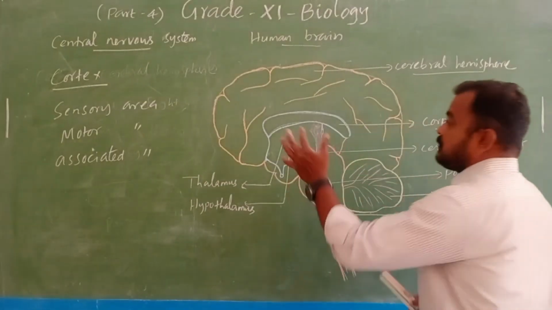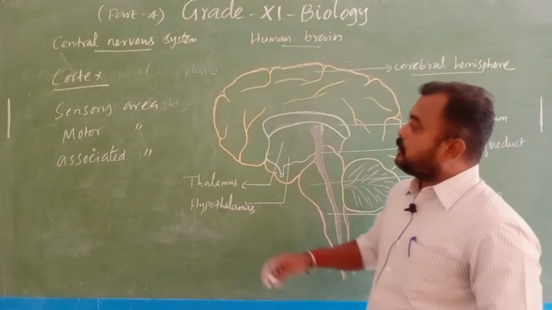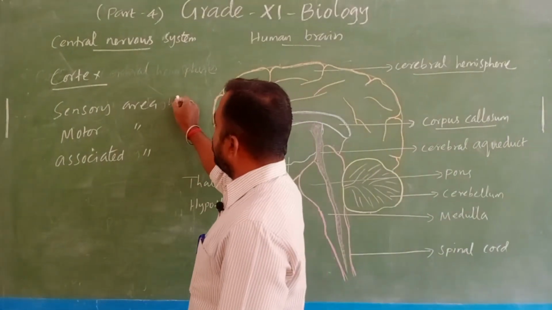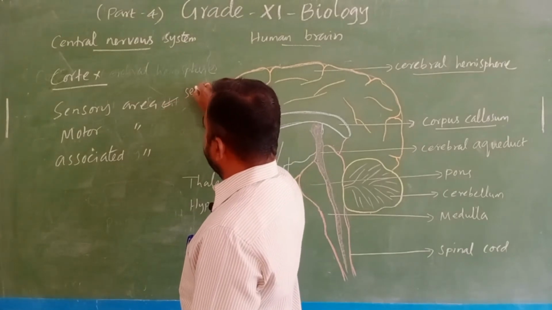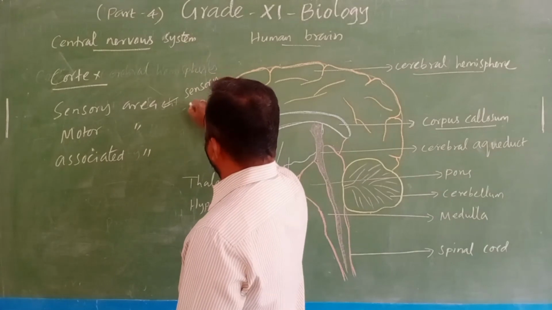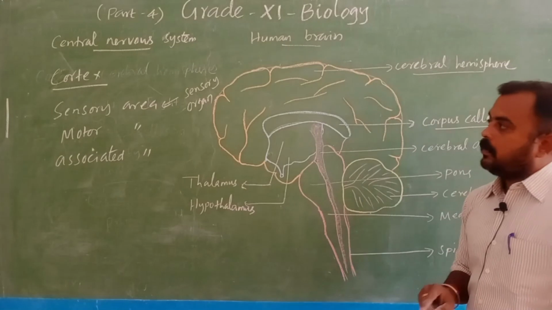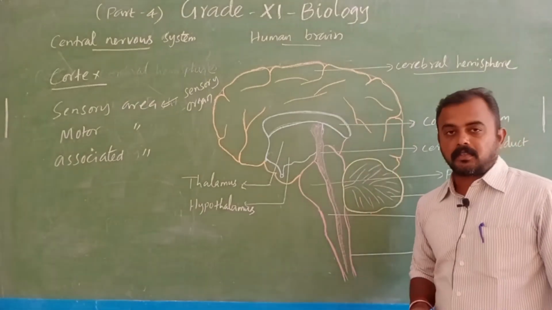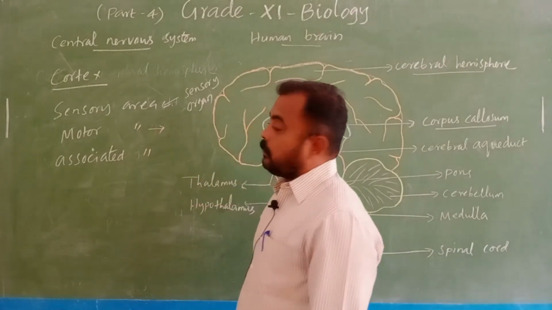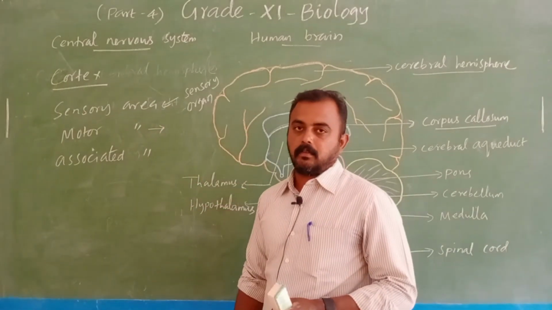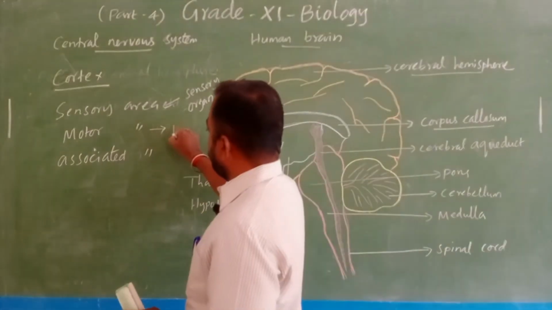Here, the function of the sensory area is receiving impulses from the sensory organs. From the sensory organs, it receives the messages. The motor area is sending the impulses, which means messages, to the effectors.